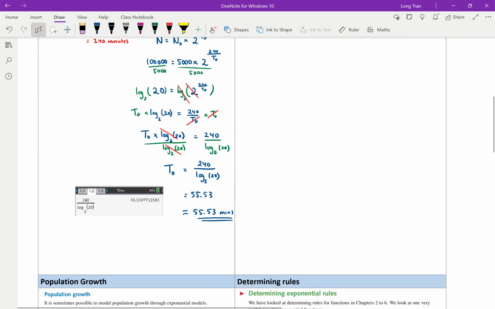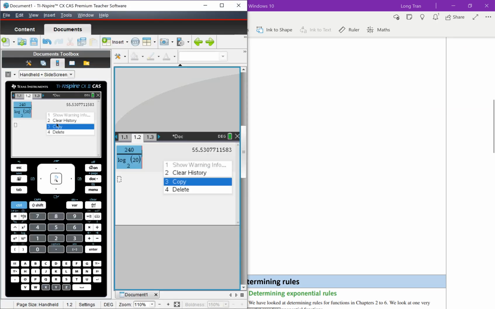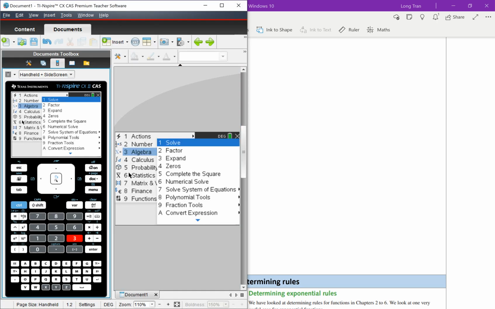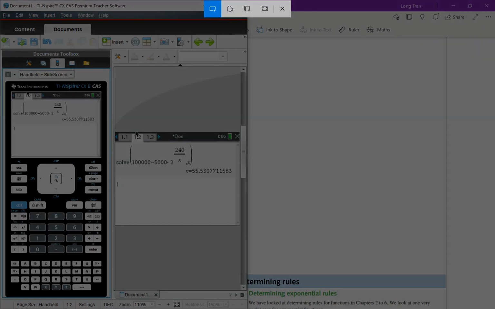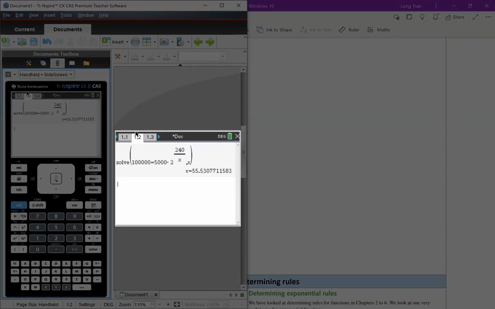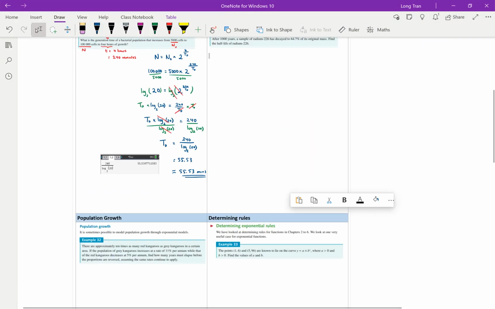If you would do it by a CAS, you could have just done menu 3, algebra, and then 1. So menu 3, 1, and you can type in the equation: 100,000 is equal to 5,000 times 2 to the power of 240 over x, which is what we wanted to calculate. Then comma x, solve for x, and there you go. That would also have given you the answer if you had just gone straight to your CAS. So it's a bit of CAS or a bit of algebraic work, but either way, you get the answer.